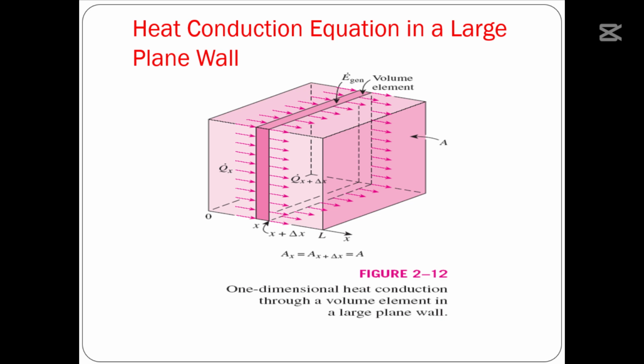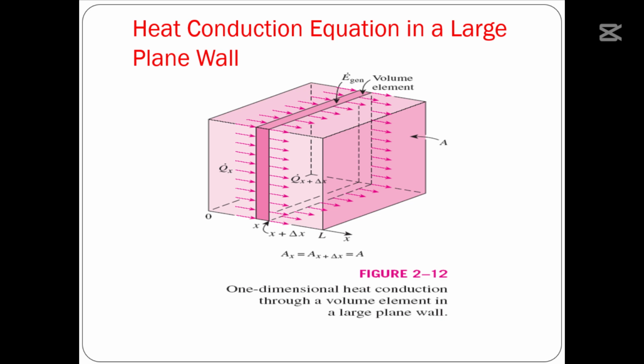So for that, we are considering a plane wall having the total length L, and the heat transfer is occurring in the x direction. This is the x direction. The red arrow lines show that the heat is conducted in the x direction. To derive the heat conduction equation, we are defining an element here.